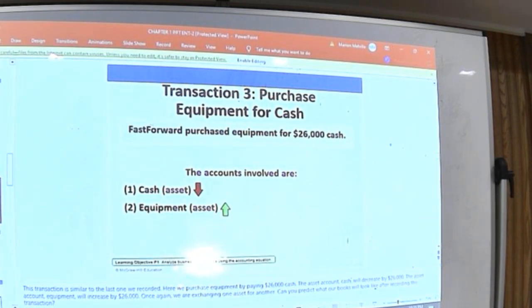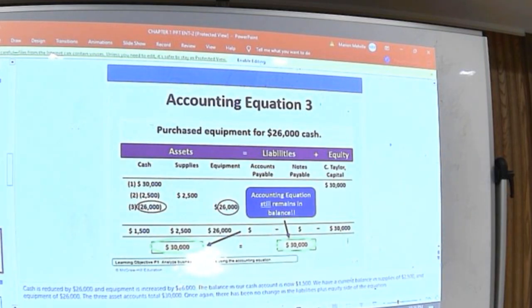Well, Mr. Taylor needs some equipment, kind of pricey. He spends $26,000. What happened? He reduced his cash resource by $26,000, but on the other hand, now he's got a $26,000 piece of equipment. We're going to record it again at $26,000. That's the cost principle. So one asset goes down, another goes up. The equation remains in balance.